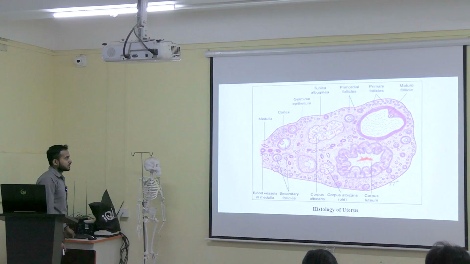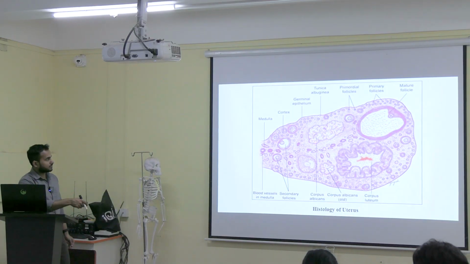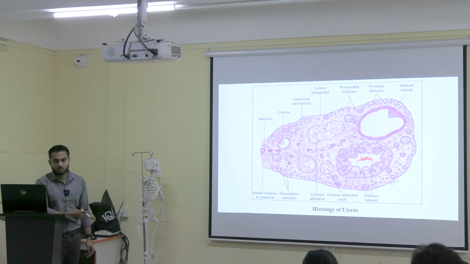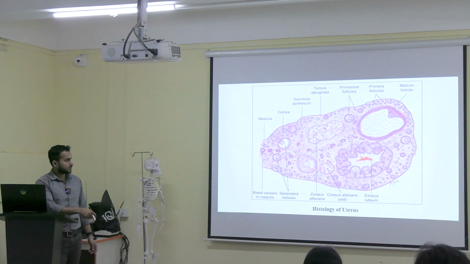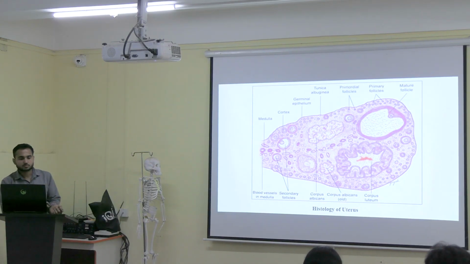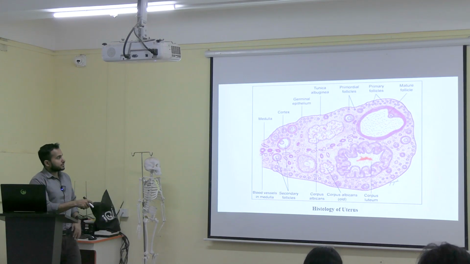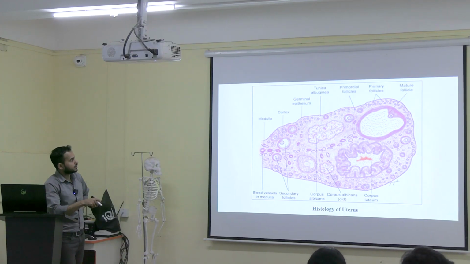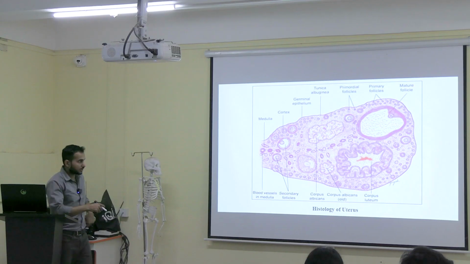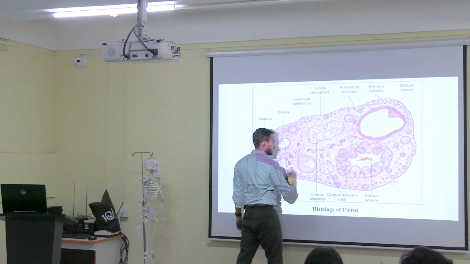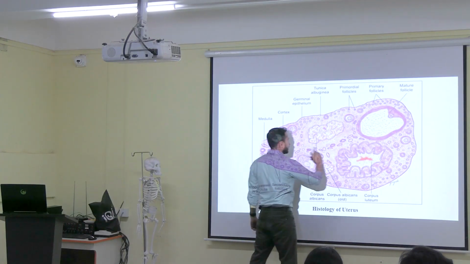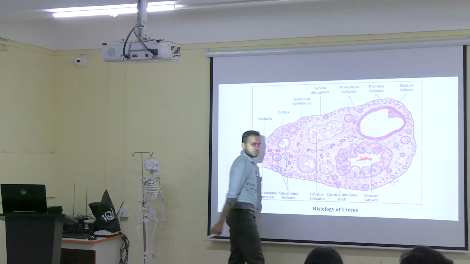Now here you can see, first of all, this particular diagram. This is the schematic diagram of, sorry, this is not the uterus. My mistake, it is the ovary. Please ignore this. Now can you see the cortex? This entire part is the cortex. Only this particular part is the medulla.